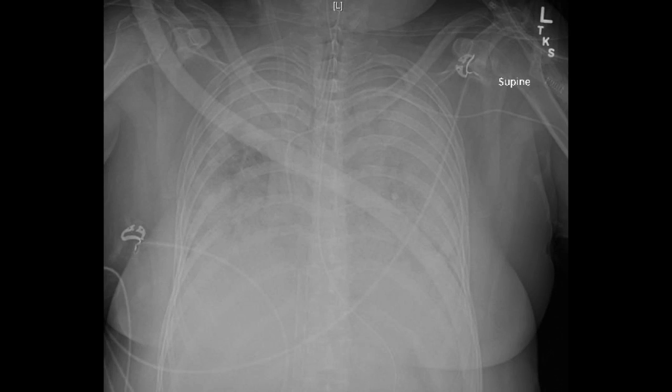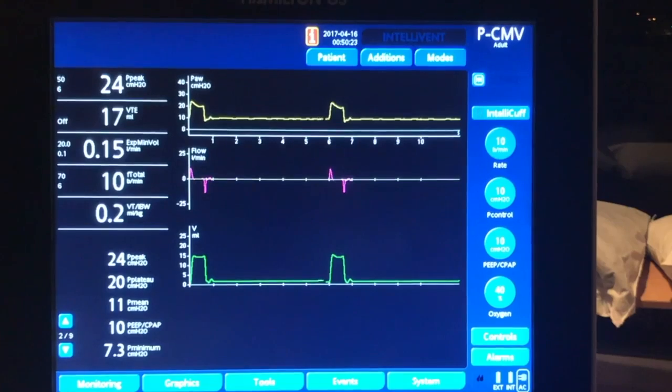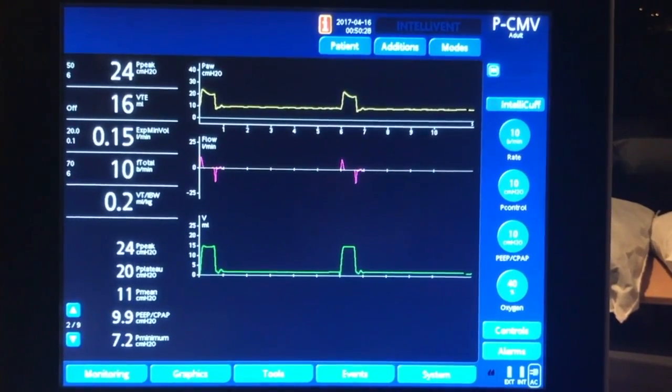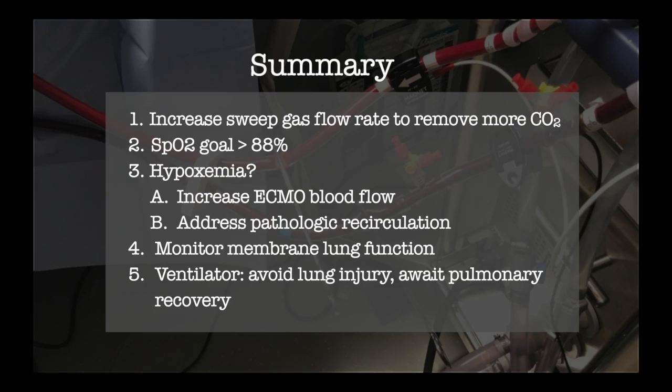It is not uncommon for a chest radiograph to white out while on ECMO, and thus tidal volumes will be very small at these ultra-lung protective settings. In summary, increase the sweep gas flow rate to remove more CO2. A common SpO2 goal is greater than 88%, but lower goals may be acceptable if ECMO support has otherwise been maximized. If the patient is hypoxemic, first try increasing the ECMO blood flow and address any pathologic recirculation. Monitor for membrane lung failure, and avoid further ventilator-induced lung injury by allowing lung rest with de-escalated ventilator settings and await pulmonary recovery.